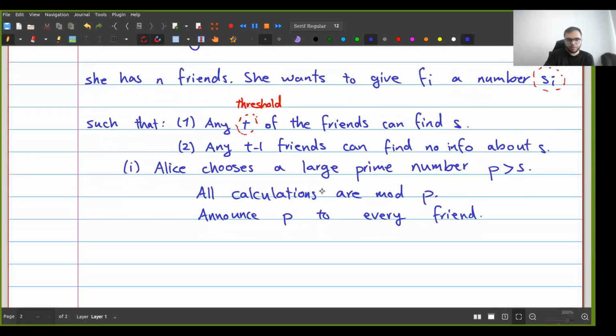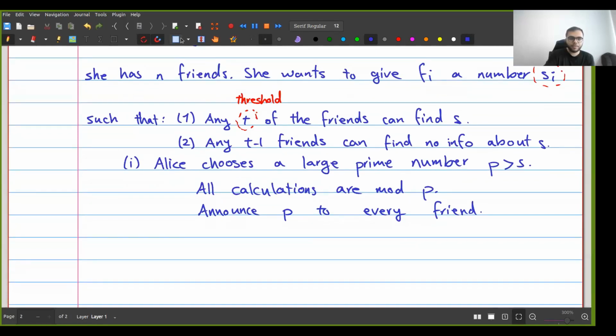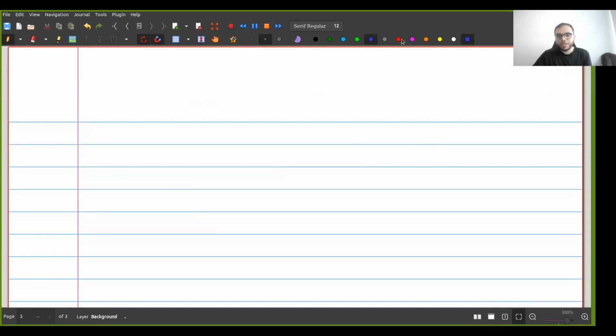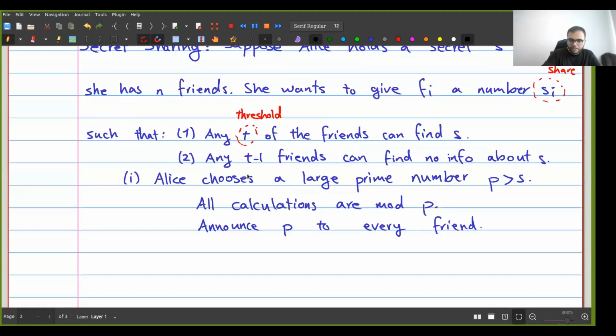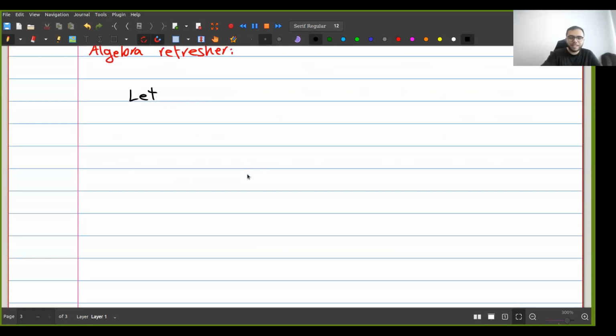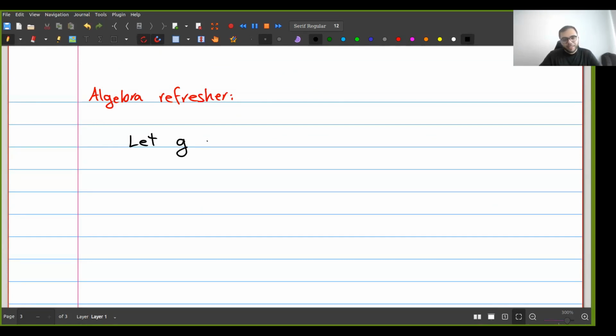Now, here's the part where things get interesting. Let's remember some algebra. So I'm going to do an algebra refresher. Let's say that I have some function, and let's say it's a polynomial. So I've already used F for friends, and I've used P for the prime number. So okay, let's say G is a polynomial of degree D. Okay.